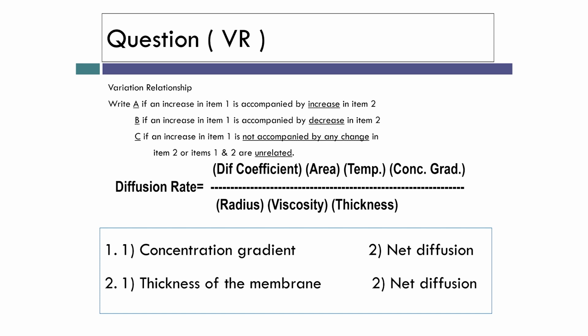So another type of question in physiology is your variation relationship. Write A, if an increase in item 1 is accompanied by an increase in item 2. Write B, if an increase in item 1 is accompanied by a decrease in item 2.